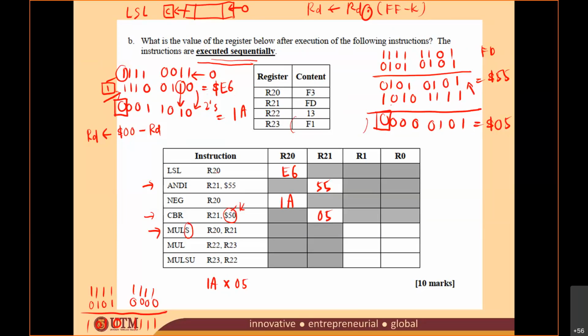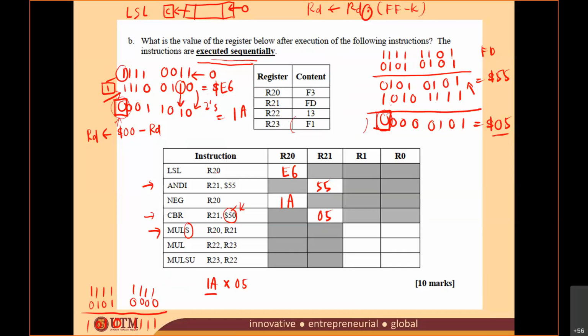If bit 7 here indicates that it is a negative number, then you need to find out the magnitude of that number. If bit 7 is 0, then you just simply take this number and multiply with that positive number. Since 1A, if you're looking at here, bit 7 is 0, so this is a positive number. So positive number, you just take the 1A. And then next, what about 05? 05 also, kat sini you tengok, it is another positive number, so you just take this magnitude.